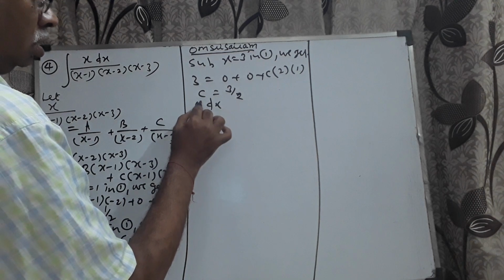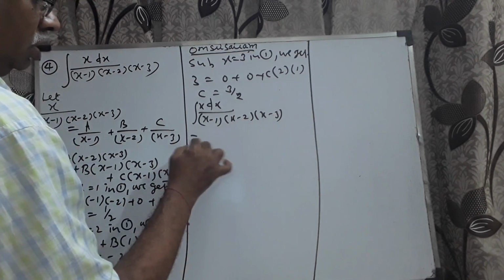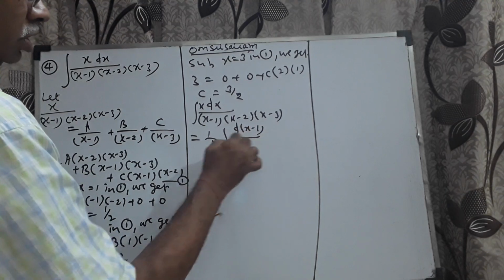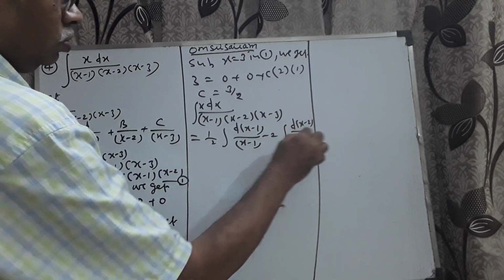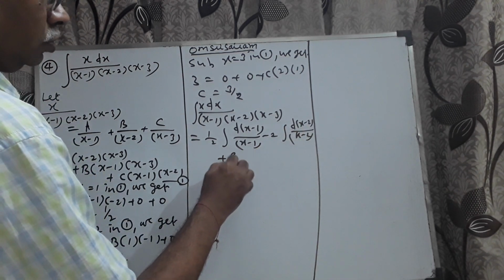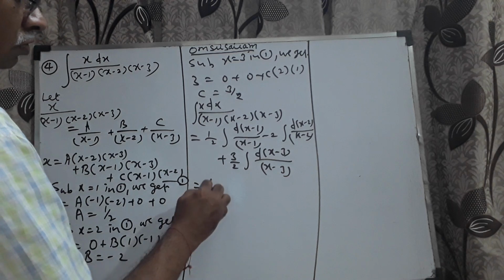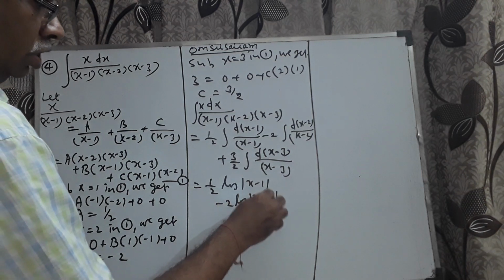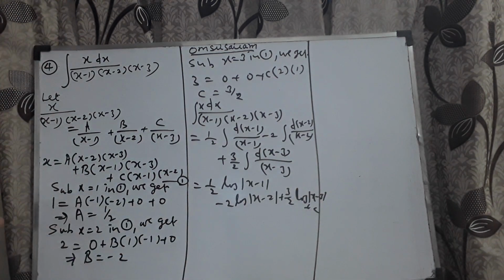Therefore, the whole integral of x dx by (x minus 1)(x minus 2)(x minus 3) happens to be, what is my a? a is half. Half integral d of (x minus 1) by (x minus 1) minus 2 integral d of (x minus 2) by (x minus 2) plus, of course, 3 by 2 integral d of (x minus 3) by (x minus 3), which is equal to half log mod (x minus 1) minus 2 log mod (x minus 2) plus 3 by 2 log mod (x minus 3) plus c. That will be the final answer.